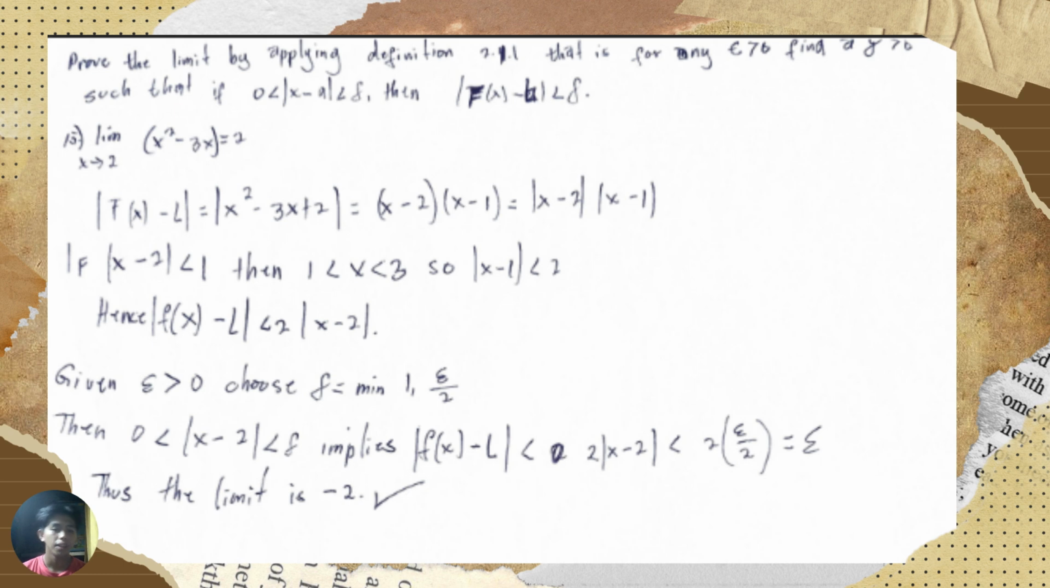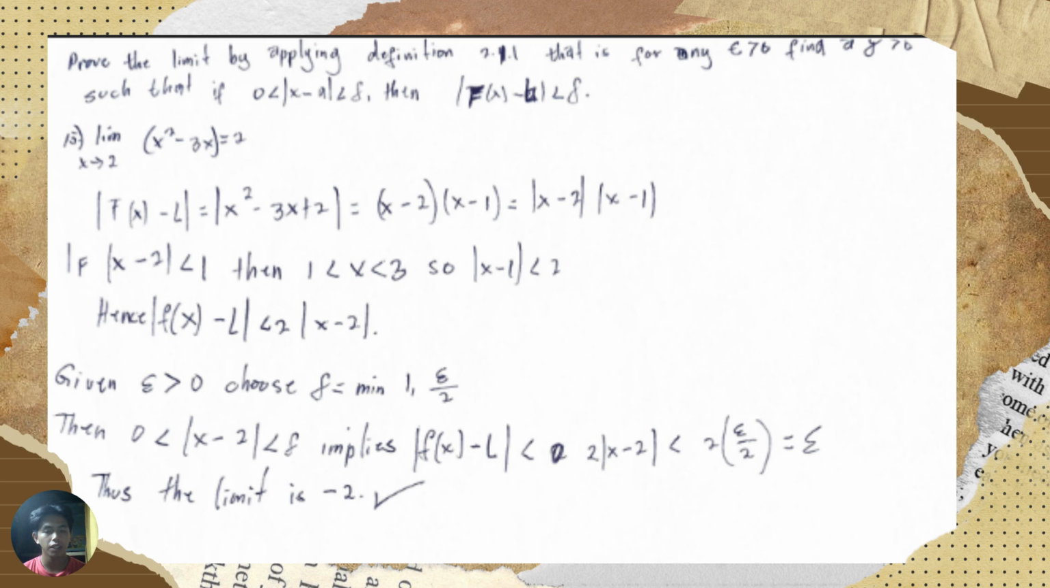And if the absolute value of x minus 2 is less than 1, then x is between 1 and 3. So x plus 1 is less than 4. Hence, the absolute value of f of x minus L is less than 2 times the absolute value of x minus 2.